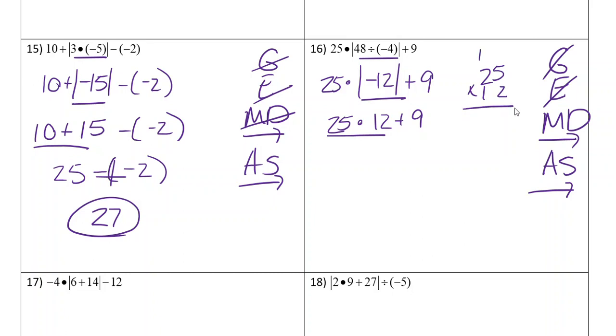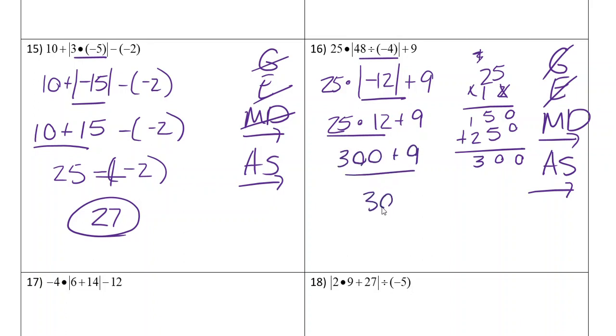2 times 5 is 10. 2 times 2 is 4, plus 1 is 5. 0 for place value. 1 times 5 is 5. 1 times 2 is 2. Add those together, so I get 300. Plus 9. Last step is 309. Okay?